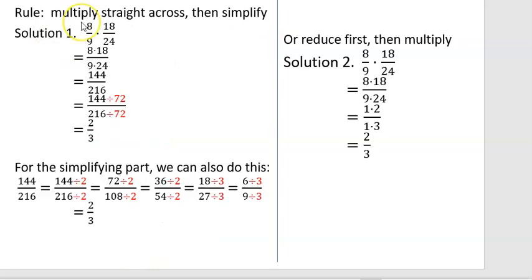And in this example, we have, as we can see, multiplication between fractions. So we're going to first multiply straight across: 8 times 18, 9 times 24. But after we multiply, notice we get big numbers, and then we have to reduce the big numbers down.